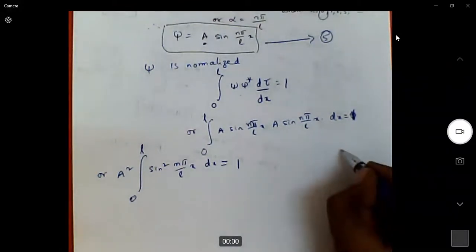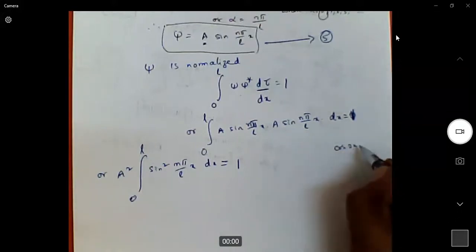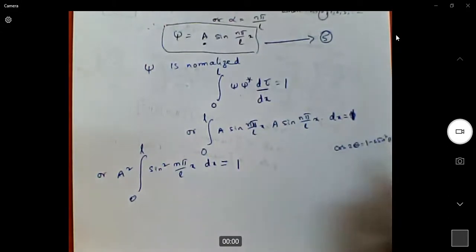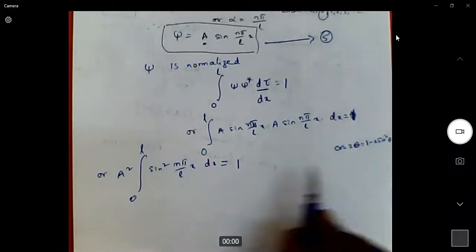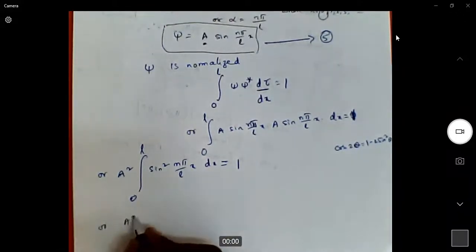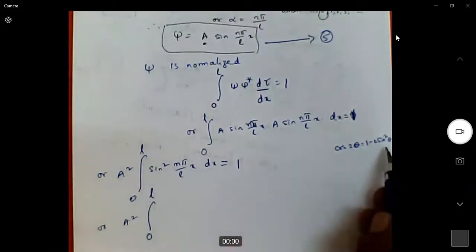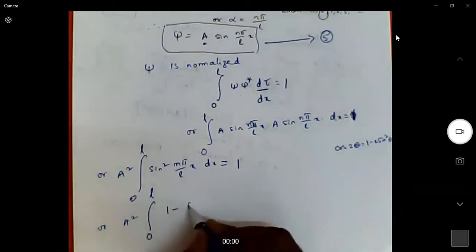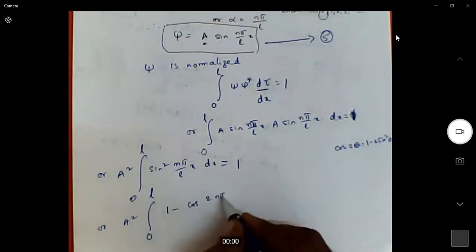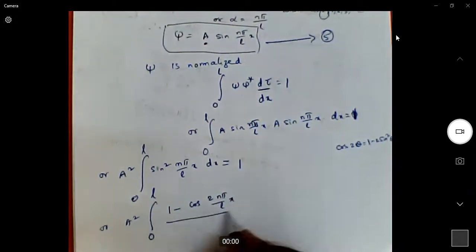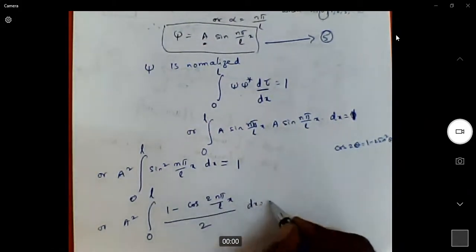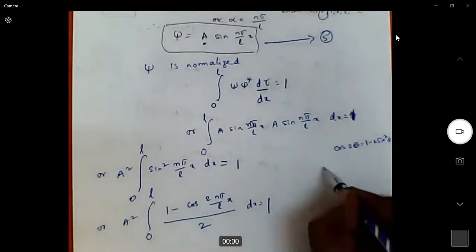We know the formula for cos 2 theta. Cos 2 theta is equal to 1 minus 2 sin square theta, right? We can rearrange this. So A square is equal to integral 0 to L of sin square (n pi by L) x, so that means it becomes (1 minus cos (2n pi by L) x) by 2 into dx is equal to 1, because you can rearrange this.